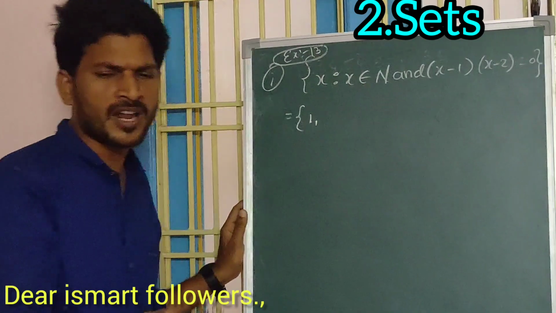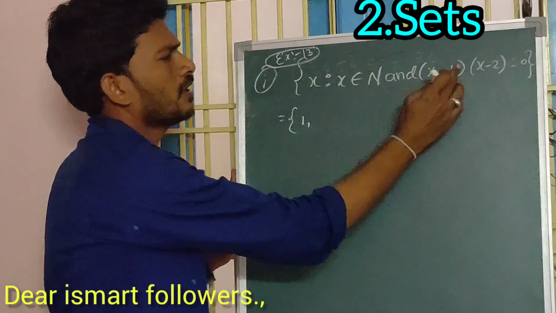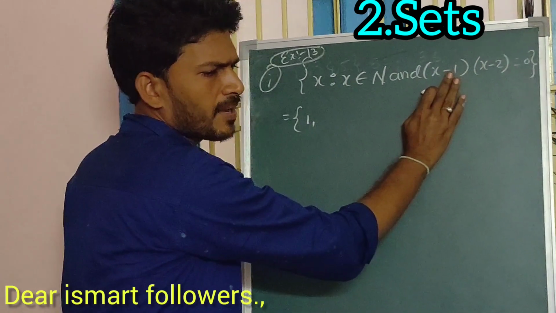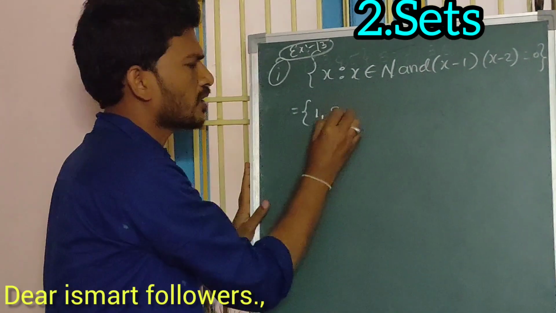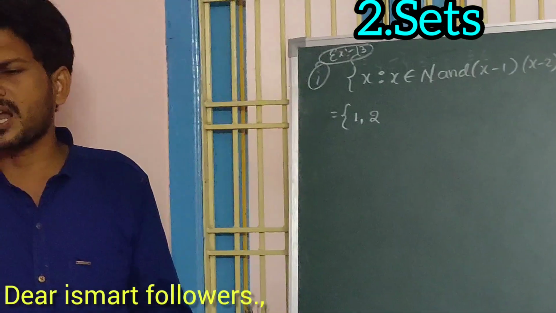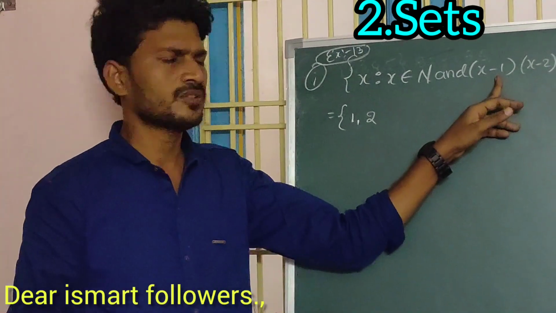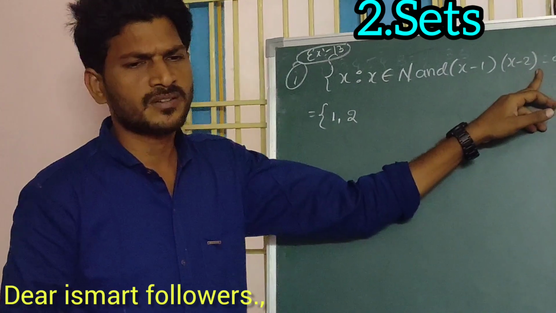Next, after 1, what should we take? 2. Substitute 2: 2 minus 1, 2 minus 2, what is it? 0 into any number? 0. So when we substitute 2, 0 came. Next, in X place, 3. 3 minus 1, how much? 2. 3 minus 2, how much?